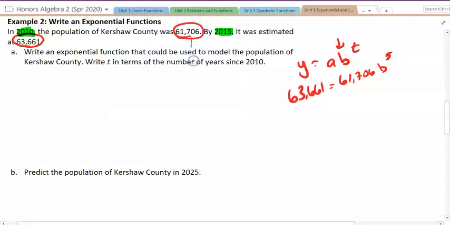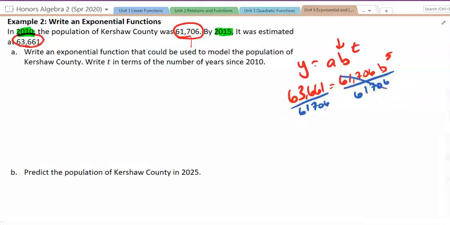Okay, so we need to solve this out. And so our first step would be to divide both sides by the 61,706. And when we divide that, we're going to get 1.03168. Now I'm taking this out to quite a few decimal places. Keep all the decimal places in your calculator for the next step, because you want to have as many decimal places as you can for this next step. So this is going to be equal to b to the 5th.